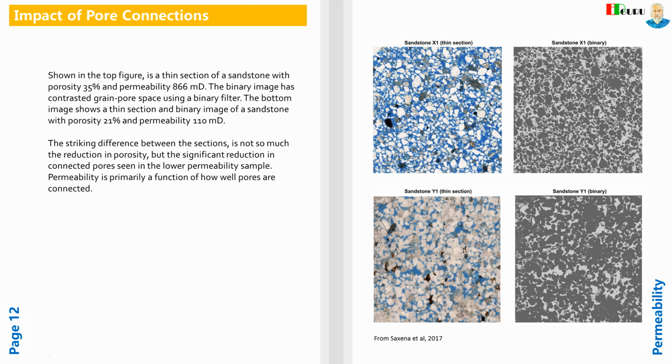The striking difference between the sections is not so much the reduction in porosity, but the significant reduction in connected pores seen in the lower permeability sample. Permeability is primarily a function of how well pores are connected.